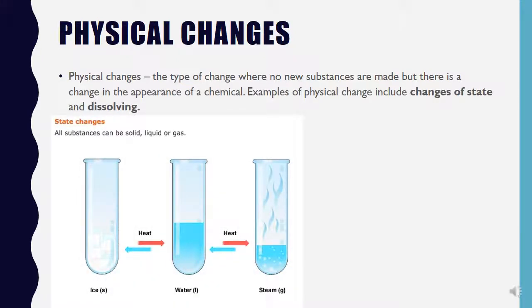During changes of state, the chemical changes from a solid to a liquid or to a gas, or back again, but the chemical doesn't actually change. So for example, water, which is hydrogen oxide, can change from a solid, ice, to water liquid, or to steam, which is a gas, but the chemical formula still remains hydrogen oxide.